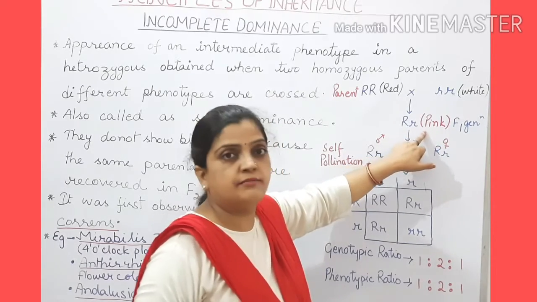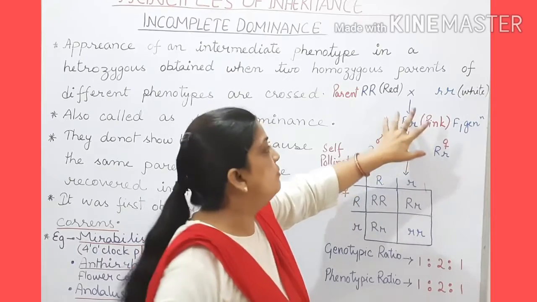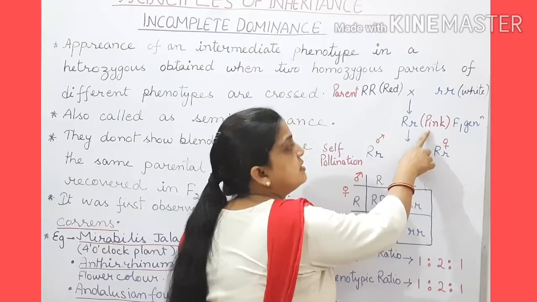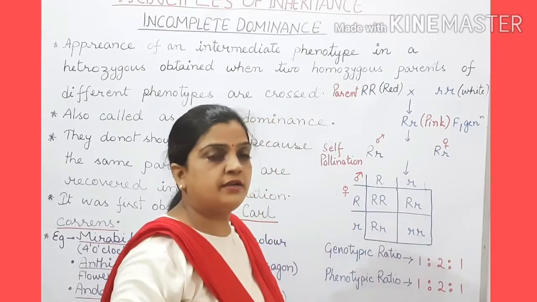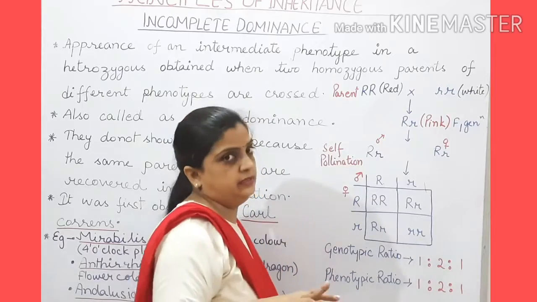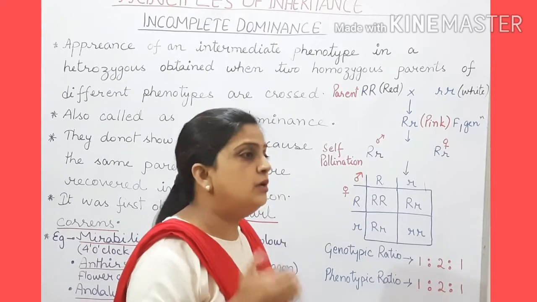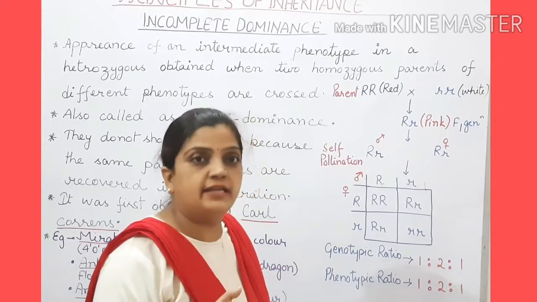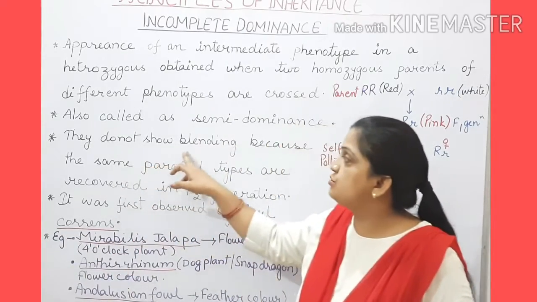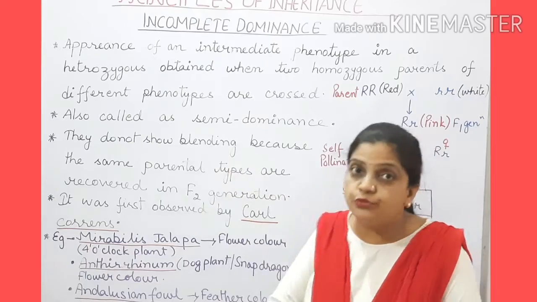So this was an intermediate result which was obtained. Pink color is an intermediate color of red and white. So it is an intermediate result which was obtained here, and the result deviated. It is an exception over here. But again, to show that it is not blending, I told you that incomplete dominance does not show blending. How will you prove it?